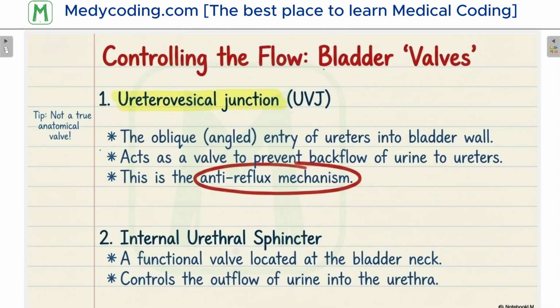So what are the bladder valves? Entry and exit of the bladder is controlled by some mechanisms. So here there are two mechanisms. The first is the ureterovesical junction that we already saw in the anatomy lecture of the ureter. And the second is the internal urethral sphincter that is found at the neck of the bladder. Okay?